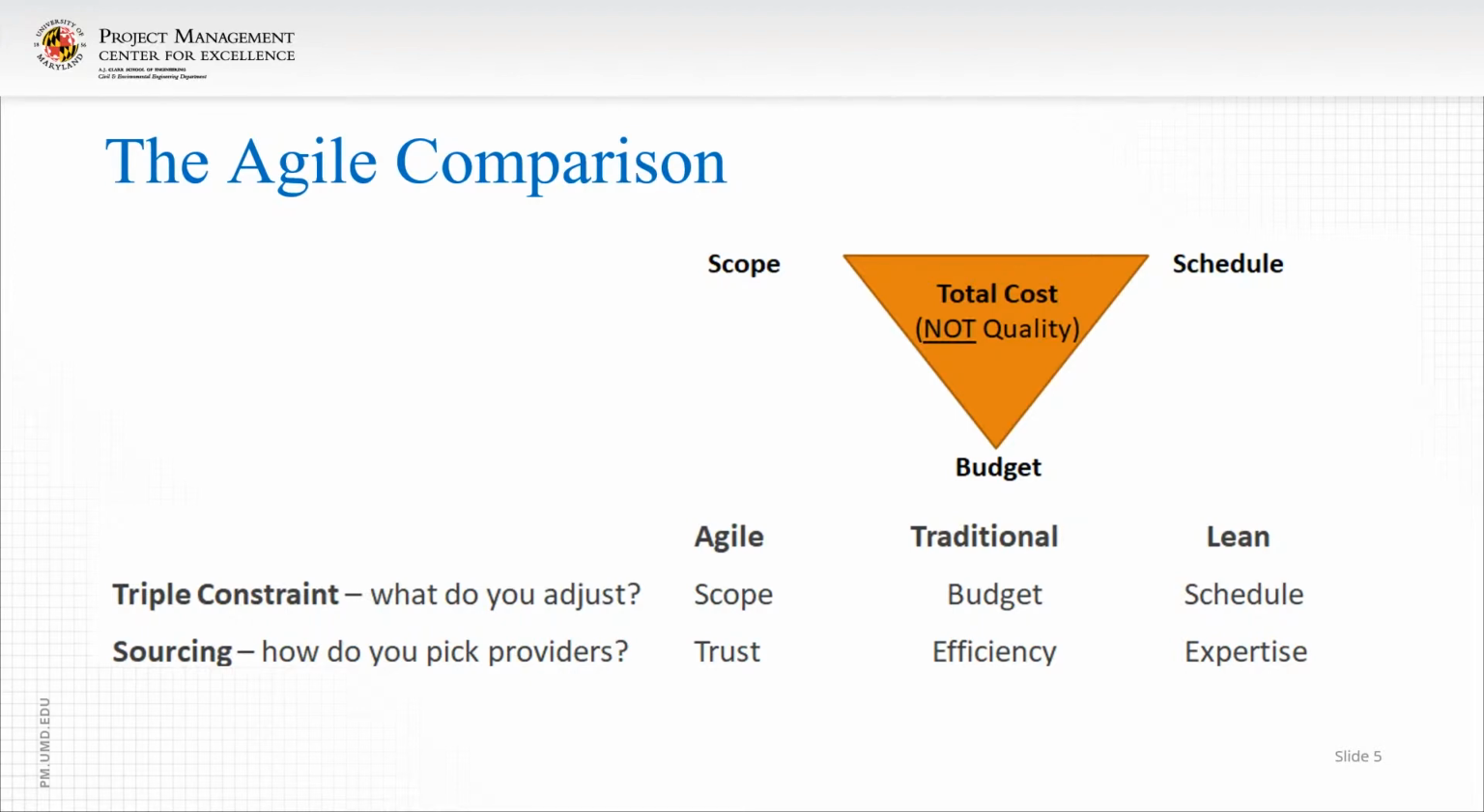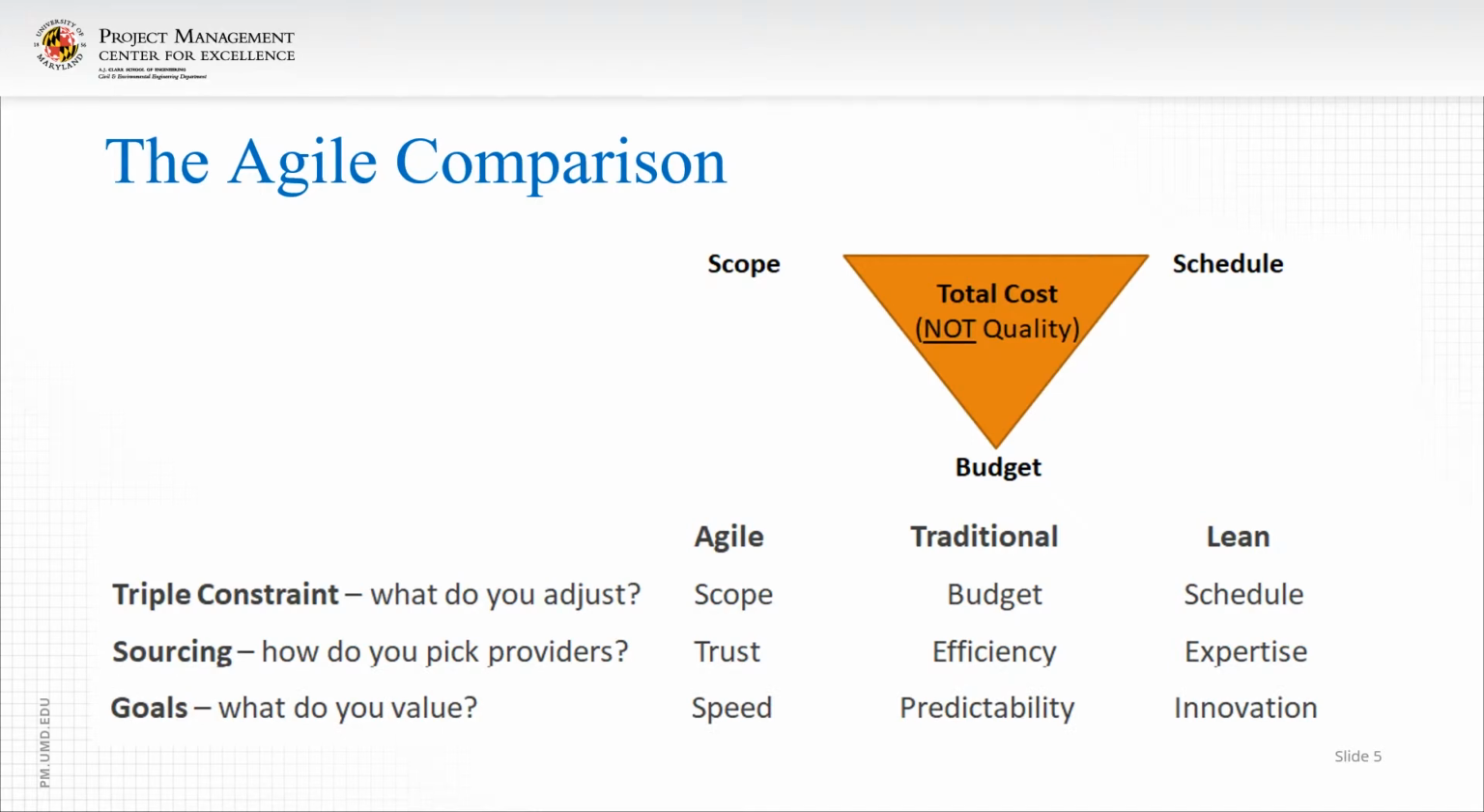With Agile, you have to trust the team that you're working with. The owner picks a team based upon a relationship. Why? Because you don't want someone changing scope on you if there's no trust. When it comes to traditional, it's all about efficiency. Look, I know what I'm going to get and when I'm going to get it, so give me the best price. And when it comes to lean, you only have a certain amount of money in which to solve a problem, so you want an expert on that problem. And you want that expert because they're going to be faster at solving it.